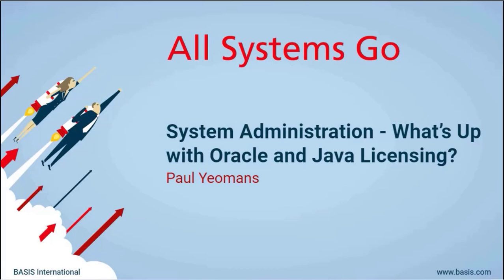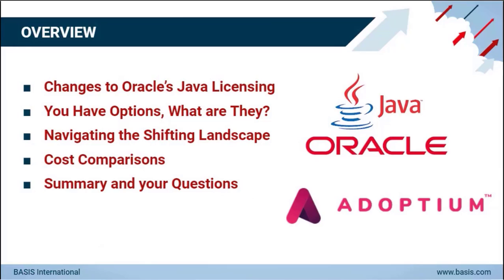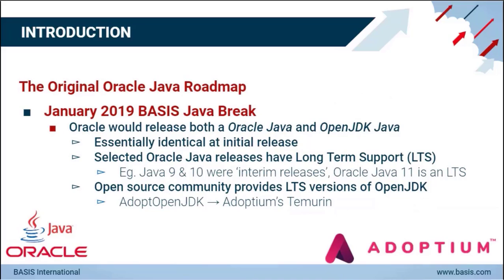In keeping with the theme that system administration is not a part-time job, let's take a look at what's up with Oracle and Java licensing. In this session, I'll review Oracle's Java licensing update and present the options that you have to ensure that you are both in compliance with Oracle's terms of use and secure. You do have options, but when should you be making those decisions? The short answer is now. I'll present a cost comparison of your choices, and we'll take your questions at the end of the session, so jot them down.